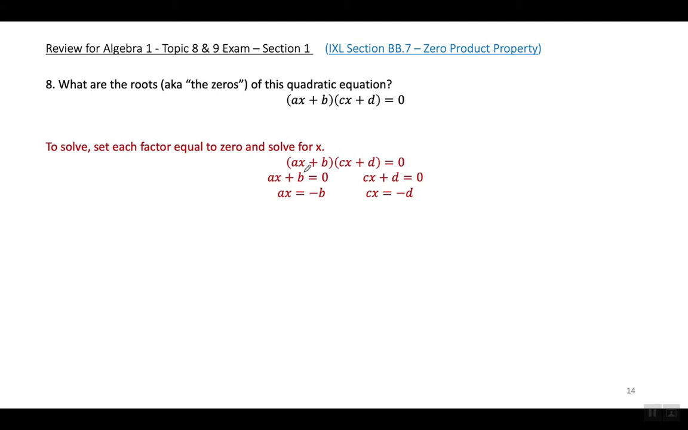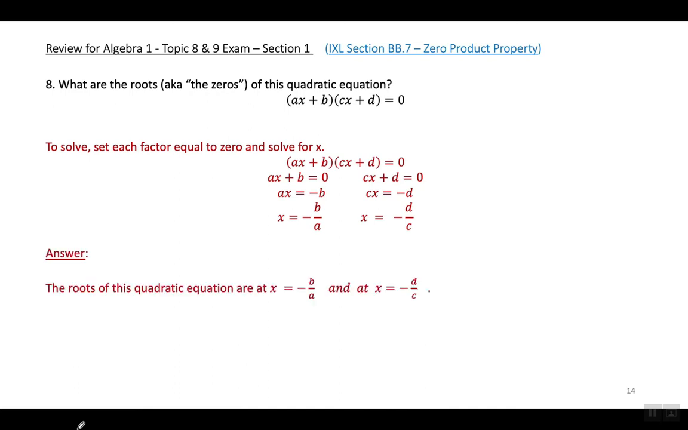First thing you do is move the b to the right in this one and move the d to the right in this one. Now, let's get rid of the a and get rid of the c by moving them to the other side and dividing. Hey, what do you know? We're done. That's all you had to do. The roots of this quadratic equation are at x equals negative b over a and at x equals negative d over c. That is on the test, and that is easy. You just got to be able to know how to read that and be confident and not be weak.